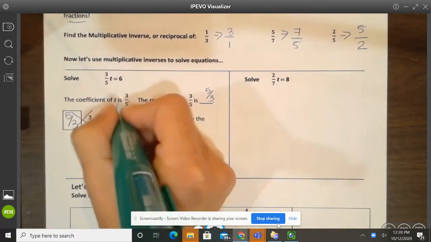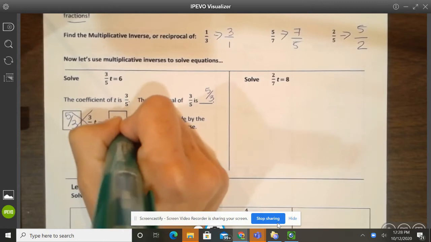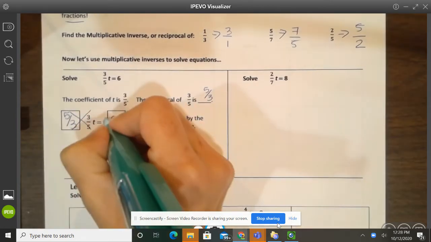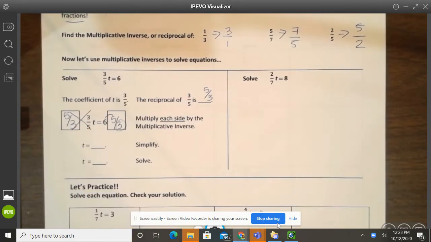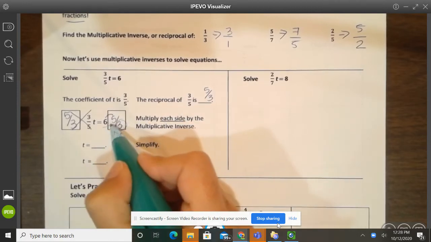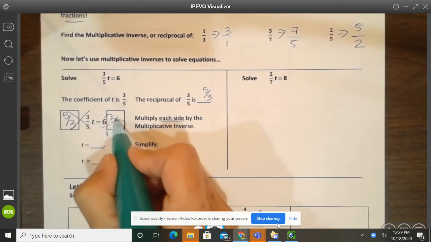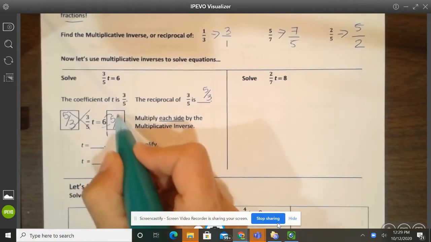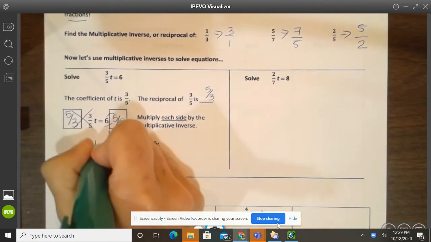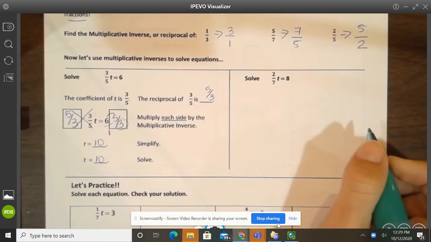This cancels on this side, 5 over 3. You multiply, and then you multiply these two numbers and divide by the one on the denominator. Or you can multiply across. So 6 times 5 is 30, 1 times 3 is 3, and 30 divided by 3 is 10. And that is your number.